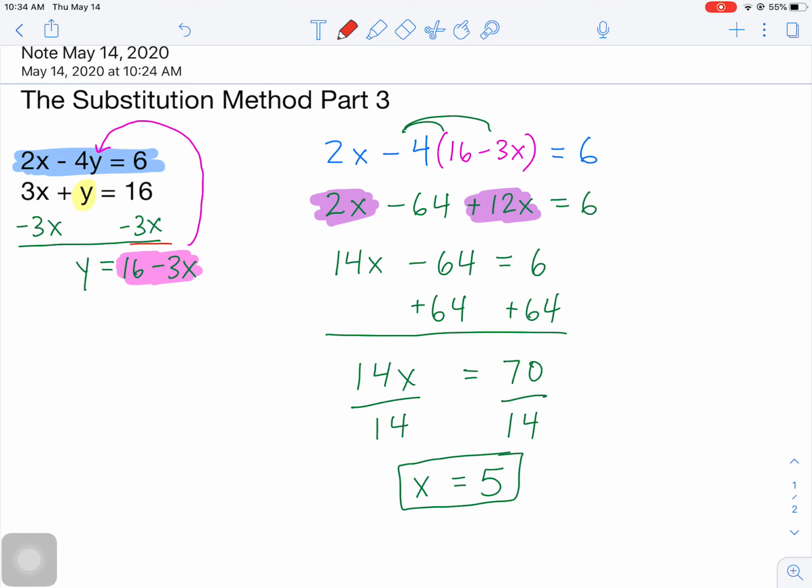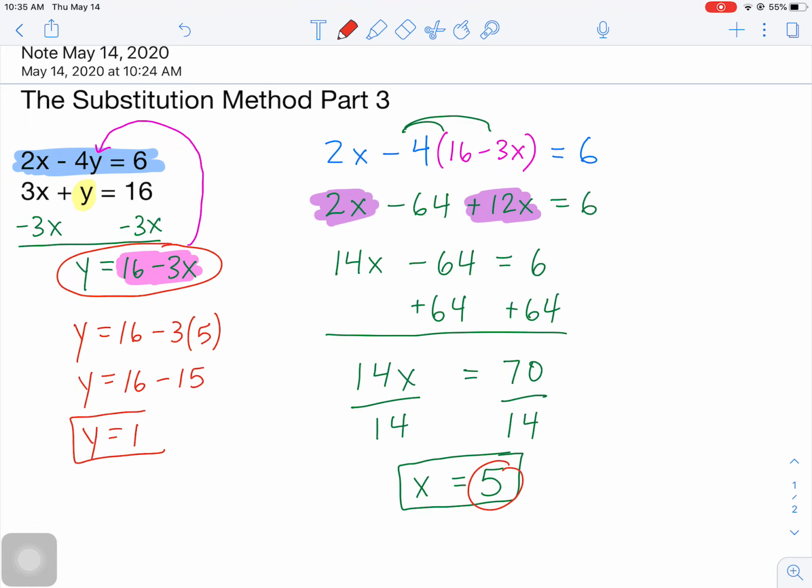Now to solve for y, we can take that x value and we can plug it in any equation. I think it's going to be easiest to plug it in right here in this equation that we solve for y. So we have y equals 16 minus 3 times x, but instead of x, I'm going to put 5 in because x was 5 right here. So this becomes y equals 16 minus 3 times 5 is 15, and then y equals 1.